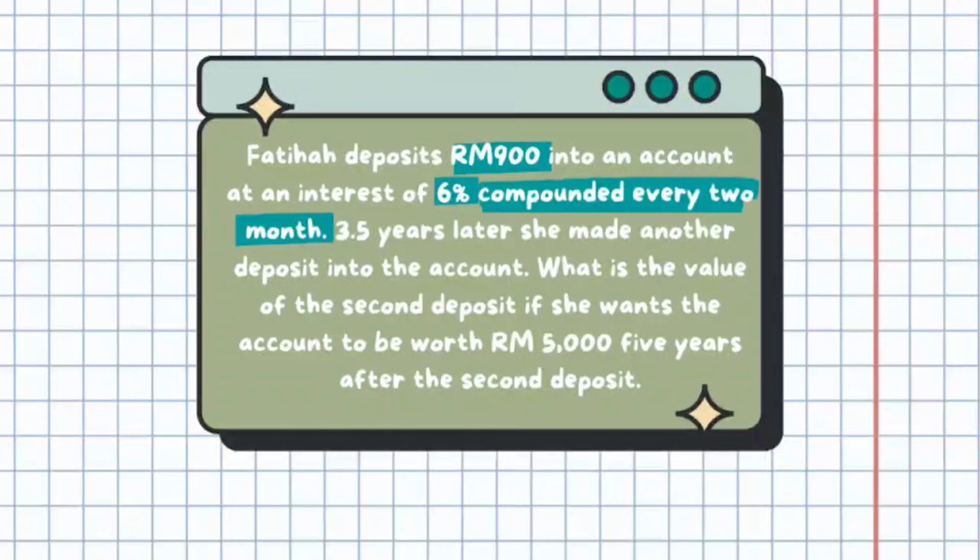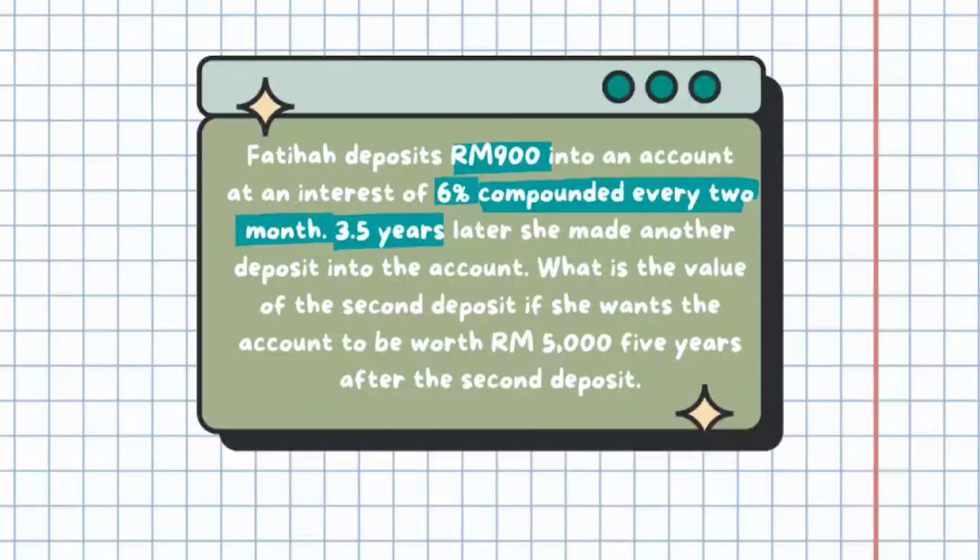Question 2. Fatih deposited 900 ringgit into an account at an interest of 6% compounded every 2 months. So 900 ringgit will be our P and 6% will be our R, which we convert into 0.06, and compounded every 2 months will be our M, which is M equals 6. 3.5 years later, she made another deposit into the account, and 3.5 years will be our T.